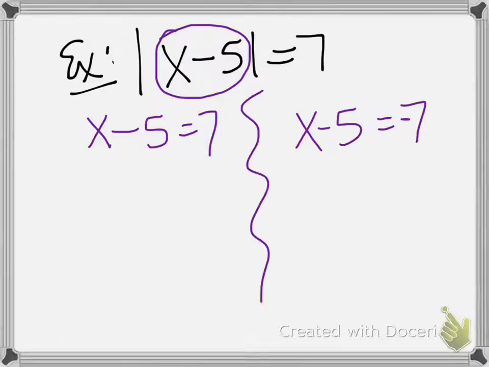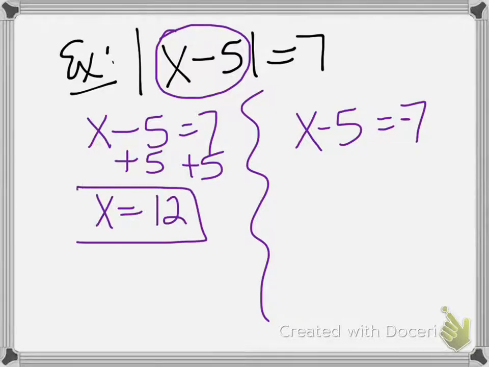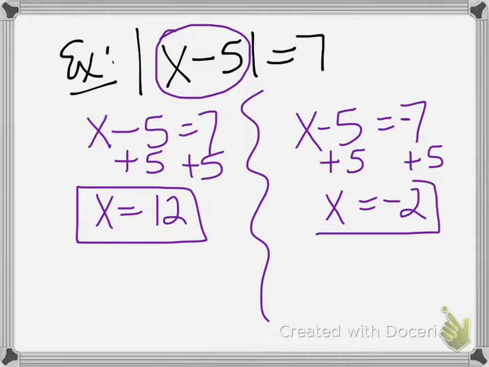On this left side, I'm going to say +5 and +5, so x equals 12. That's one solution. On the other side, I'm going to do +5 and +5, and I get x equals -7 plus 5, which is actually -2. So I have two solutions for each absolute value equation. Alright, let's try another one.